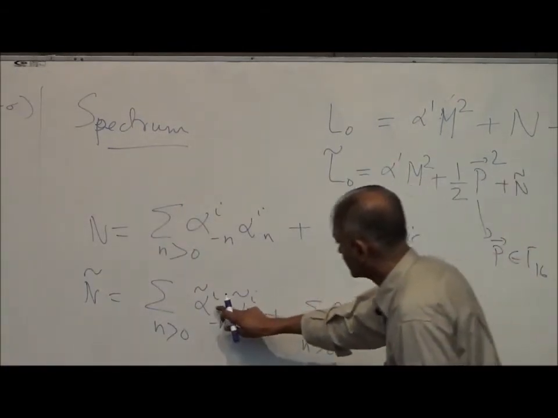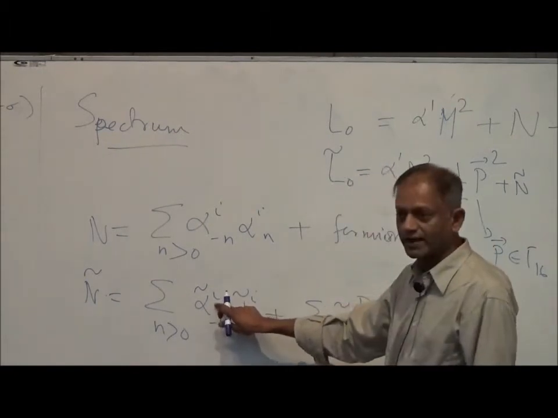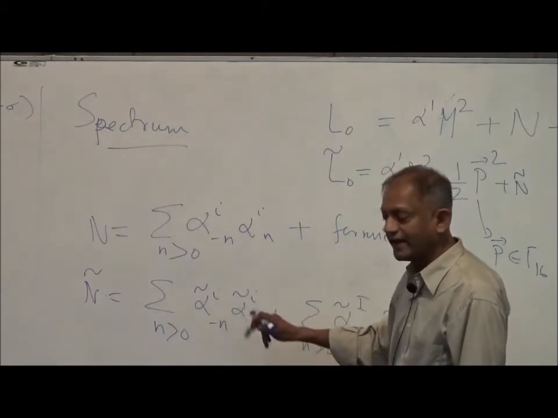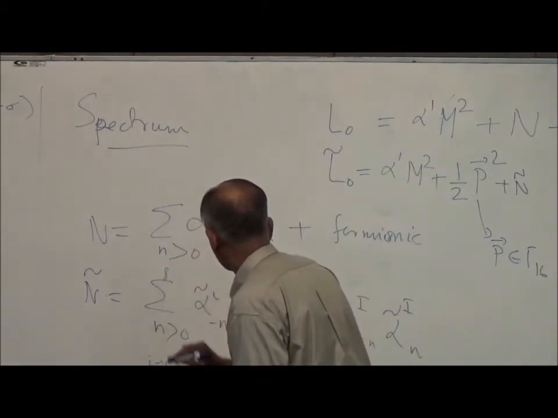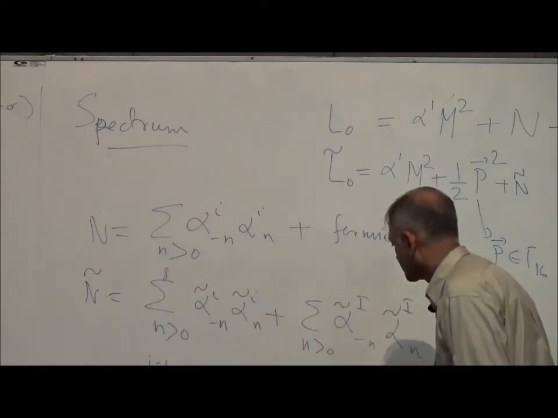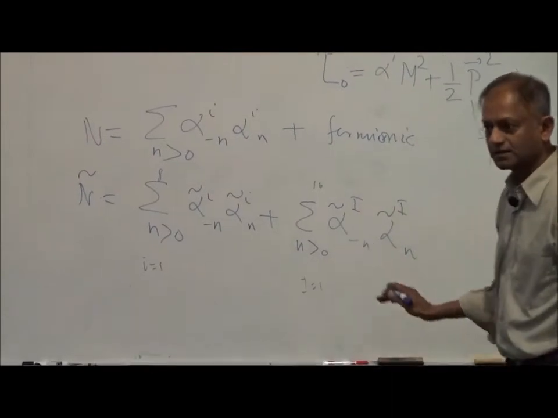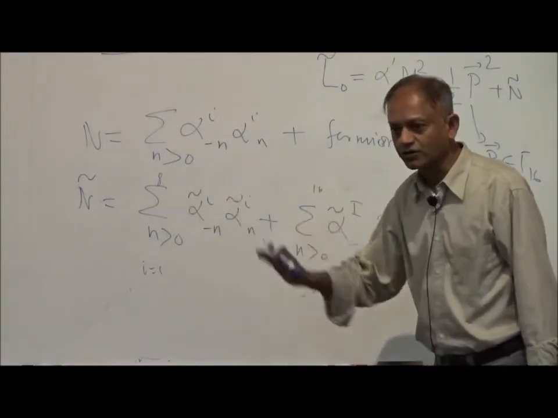These are the usual transverse coordinates in 10 dimensions. So lowercase i goes from 1 up to 8, and this capital I goes from 1 to 16. The total is 24, the bosonic string's 24 transverse directions.